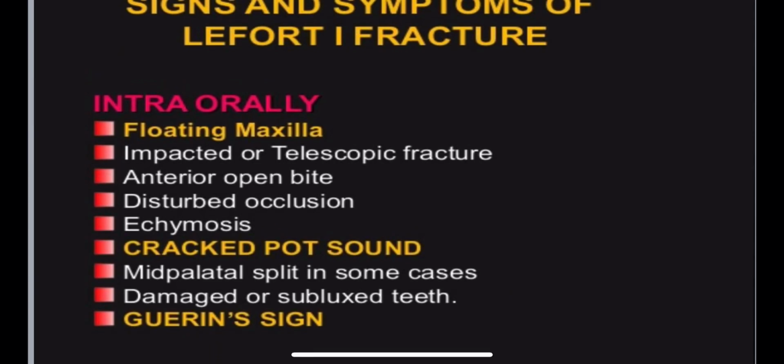The intraoral signs and symptoms of the Le Fort 1 fracture: the floating maxilla, impacted or telescopic fracture, anterior open bite, ecchymosis, mid-palatal split in some cases, damaged or subluxed teeth, and the Guerin sign. The Guerin sign is characterized by ecchymosis in the region of the greater palatine vessel.